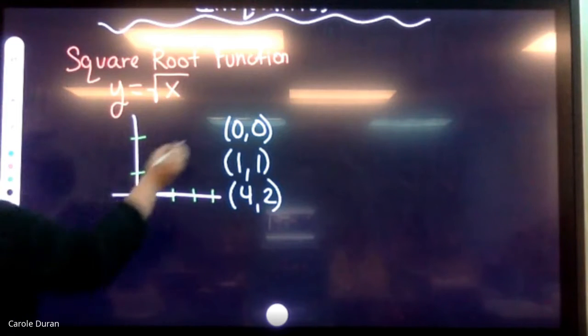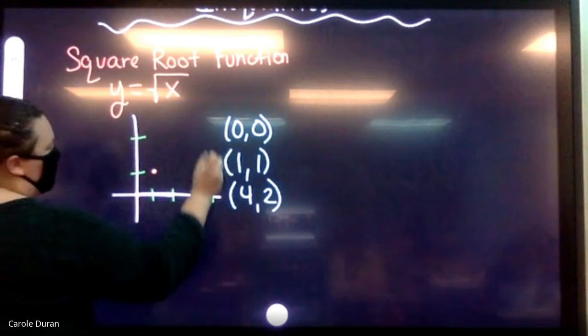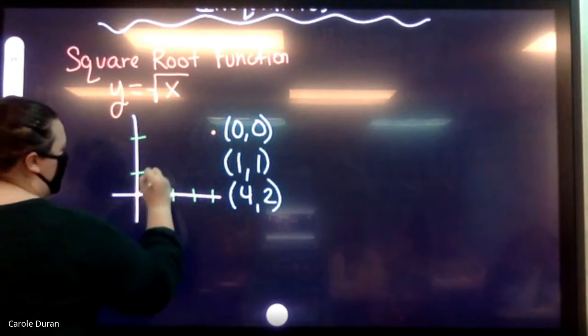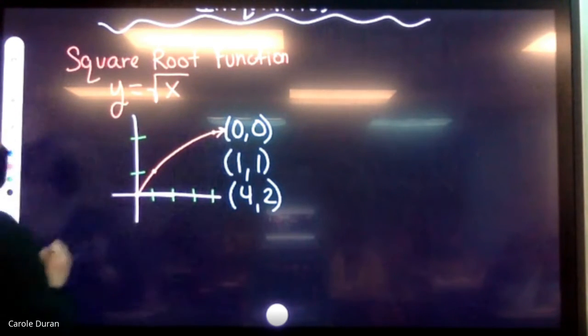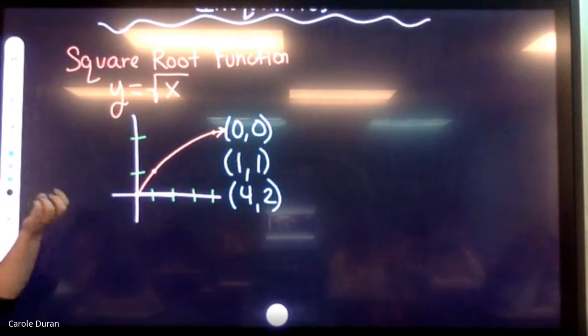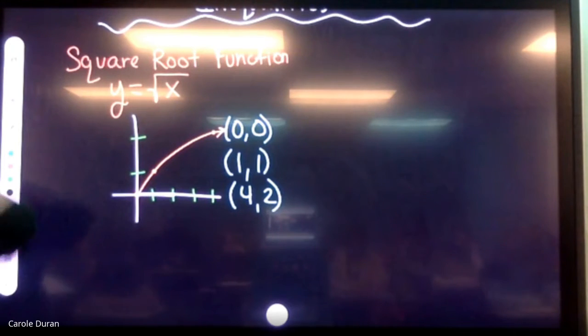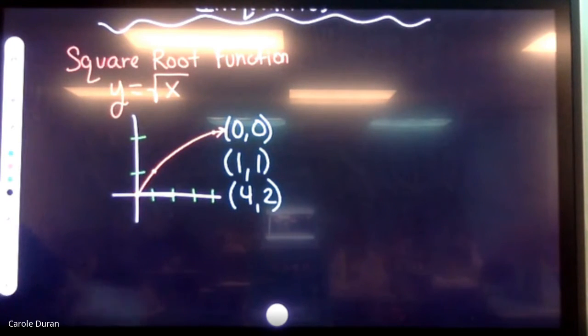Okay, so if I'm graphing this, I put down 0, 0 first. Then I put down 1, 1. Then I put down 4, 2. So the graph of a square root function looks like this. It starts at that 0, 0 if it hasn't been moved at all. And then it goes to the right unless it gets flipped or transformed in some way, shape, or form. Are we going to do that today? Yes, we are. So glad you asked.